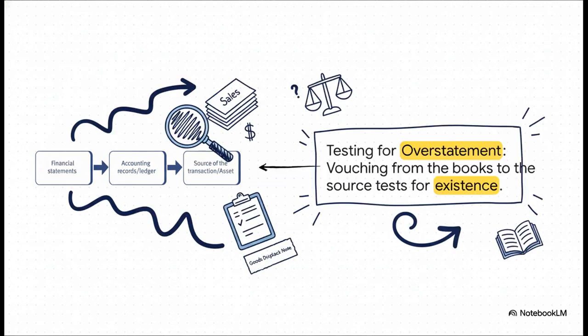Now, we flip that whole process completely on its head to test for overstatement, the risk that there are fake transactions in the books. This time, you start inside the accounting system. You pick your sample from the sales already recorded in the ledger, and you vouch them backwards against the arrow's flow to find the original source document. Now you're asking a totally different question. Does every sale recorded in here have a real-world delivery note to back it up? This is a test for existence.